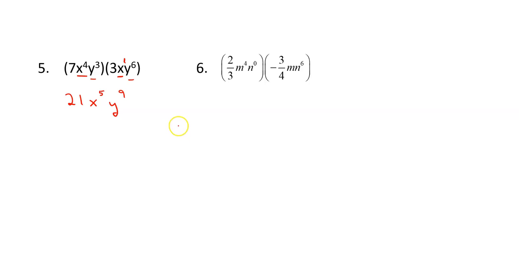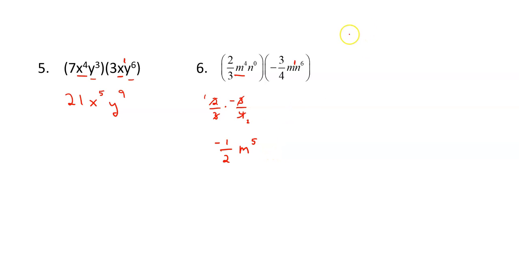All right, for number 6, I'm going to take my coefficients and multiply them. 2/3 times negative 3/4. Oh, look, the 3's cancel top and bottom. And actually, there's a 2 that cancels top and bottom here. 4 divided by 2 is 2. So it gives me a negative 1 on the top, a 2 on the bottom. Look at the m's. I've got 4 of them here, and don't forget another 1 there. So 4 plus 1 is 5.